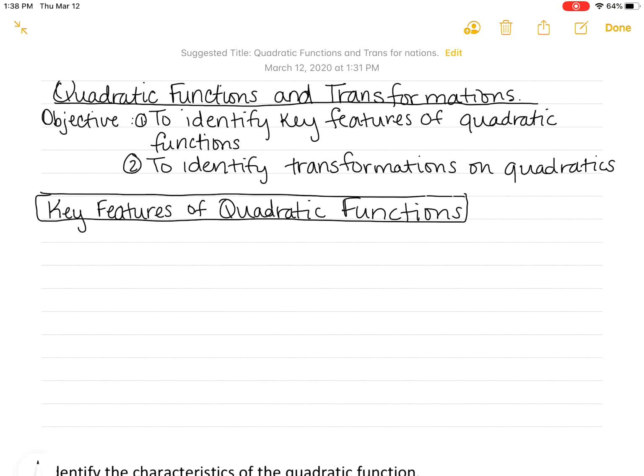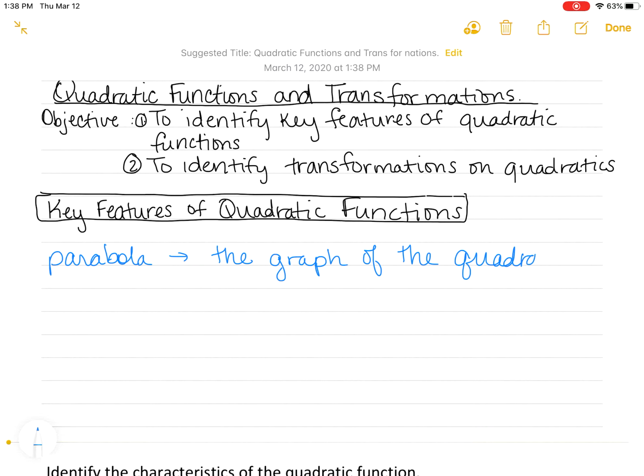The graph of a quadratic is called a parabola. So here's your vocabulary word, parabola. That's the graph of the quadratic function. It is U-shaped. It will either open up or down. So it looks like this, or looks like this.